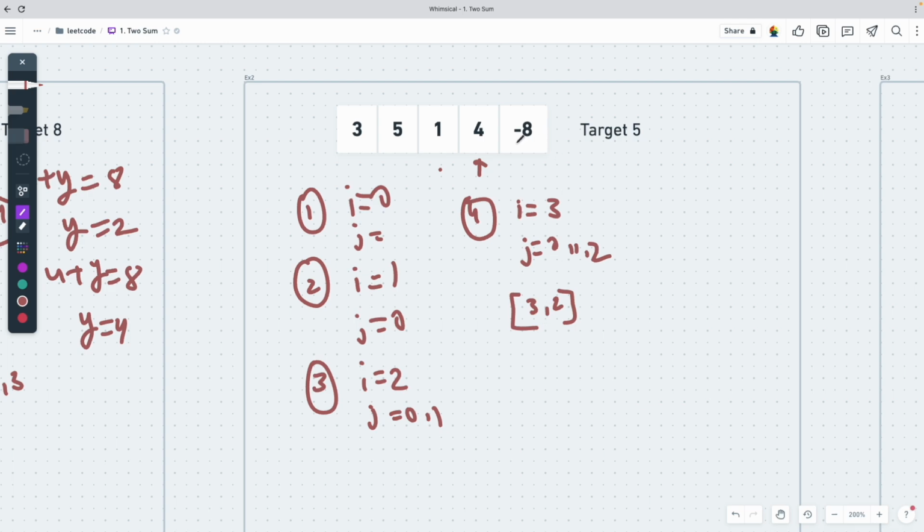So here notice that there is minus 8 and 3. Minus 8 plus 3 is minus 5, not 5. So that cannot be a solution. Okay. So let's try and write code for this solution.